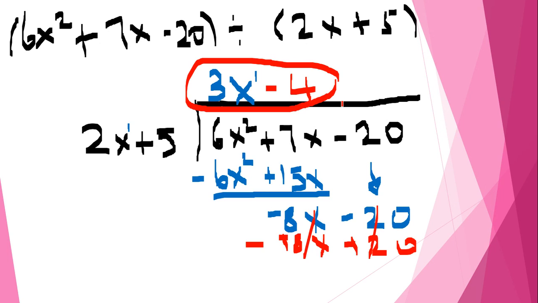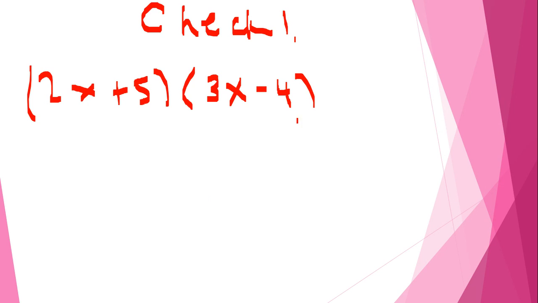Okay, is there any possible way of checking this? Yes, there is. So let's do the check. For the check, you would use your divisor, 2x plus 5, and your answer, 3x minus 4, as I recall. And do the FOIL.